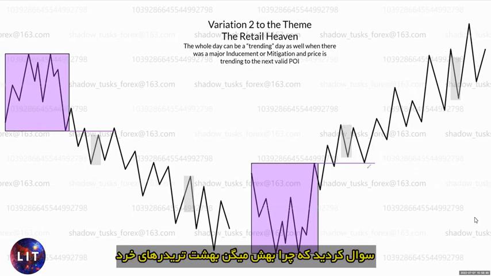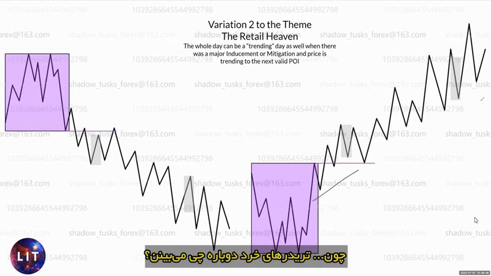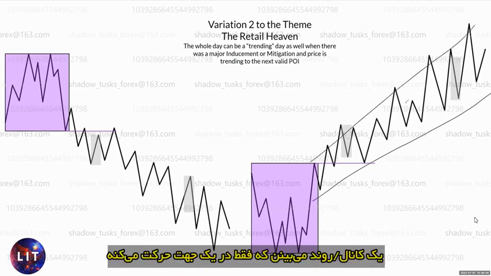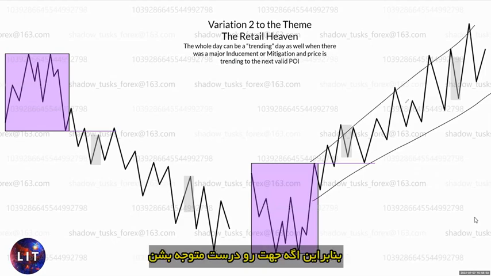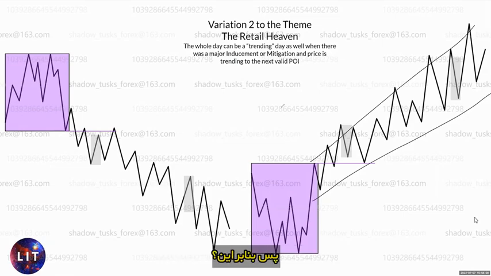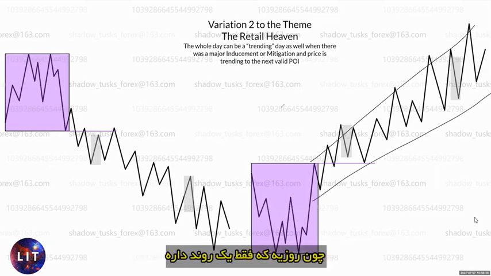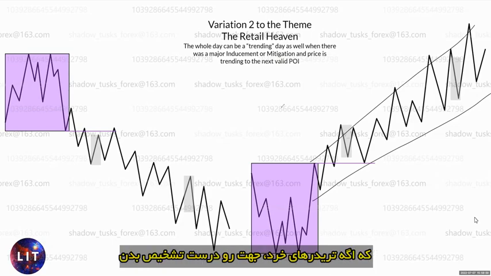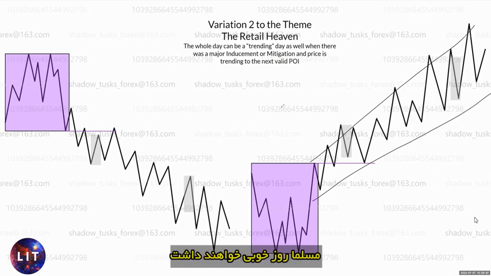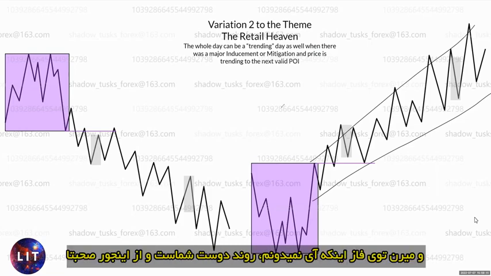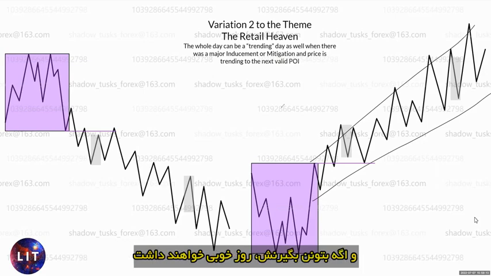Why is it called retail heaven, you ask? Because what the retailers see is a channel, a trend. It's only going in one direction. So if they get the direction right, they feel like they're the kings. They're in heaven. So guess what? That's why we call it retail heaven, because it's just a trending day where, if retailers get the direction right, obviously they're having a good day, and they come up with, oh, the trend is your friend and all that stuff. And yeah, they're having a good day if they catch it.